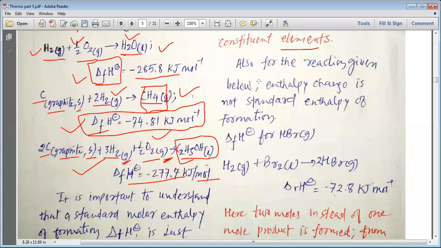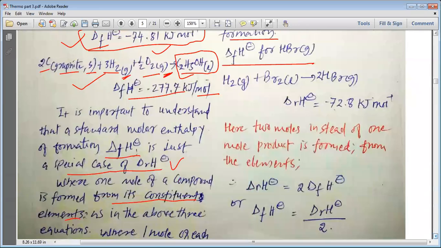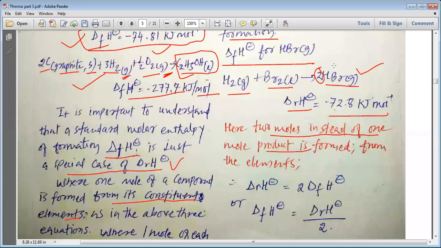the enthalpy change from the reaction given below is also not the standard enthalpy of formation. You can see that here we have hydrogen gas and bromine gas, and HBr is produced in the gaseous state. Here the enthalpy change of the reaction is minus 72.8 kilojoule per mole. Here 2 moles instead of 1 mole of HBr are produced. You can see here that instead of 1 mole, 2 moles are produced. So this is not the enthalpy of formation of HBr.